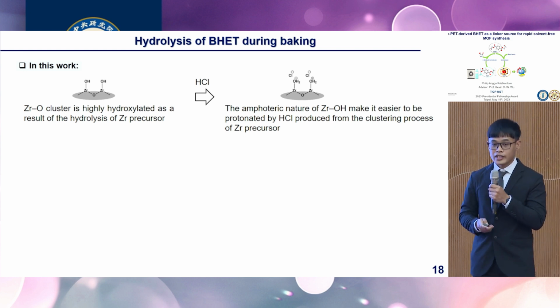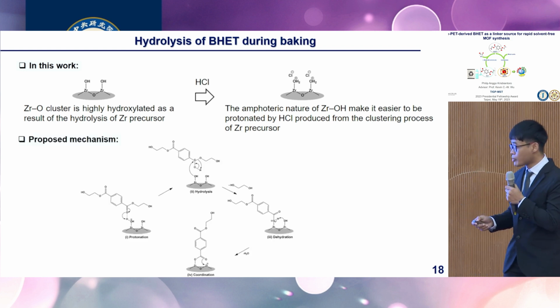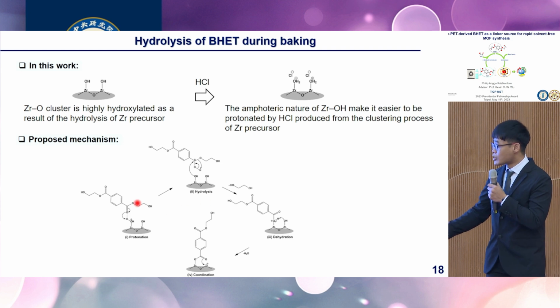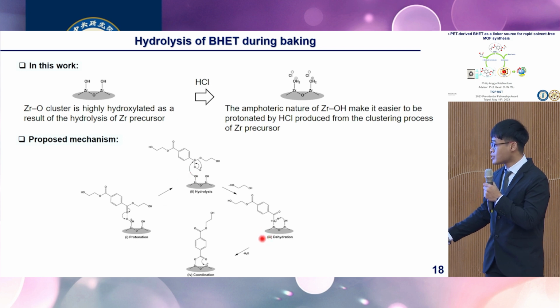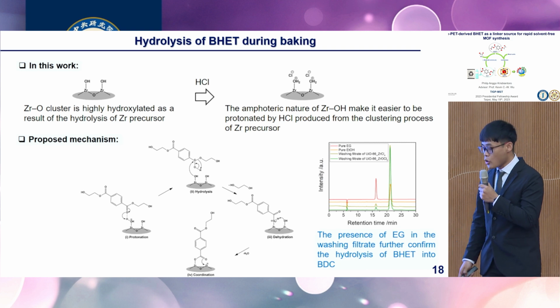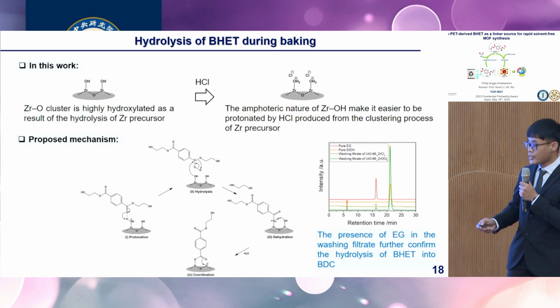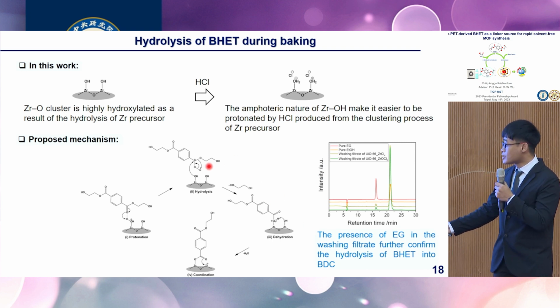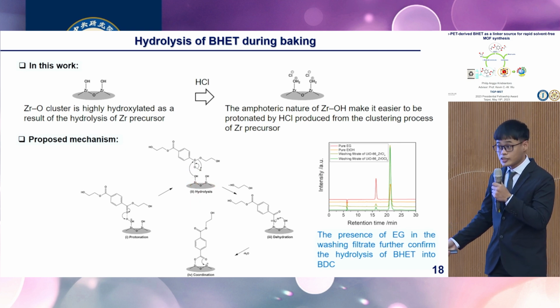And therefore, it is proposed that in the baking process, PHCT was protonated by the surface proton from the zirconium cluster, followed by hydrolysis, dehydration, and coordination to form the UiO66 crystal. And this proposed mechanism was supported by the fact that ethylene glycol, which is the side product of these reactions, was detected in the washing filtrate.